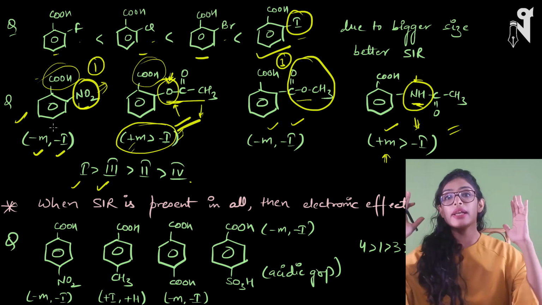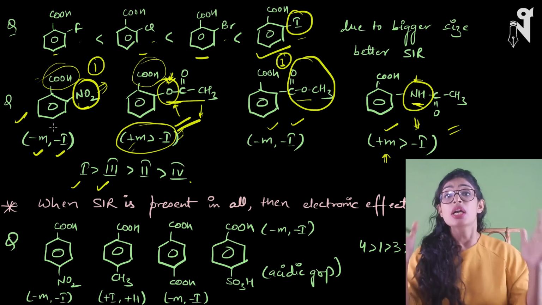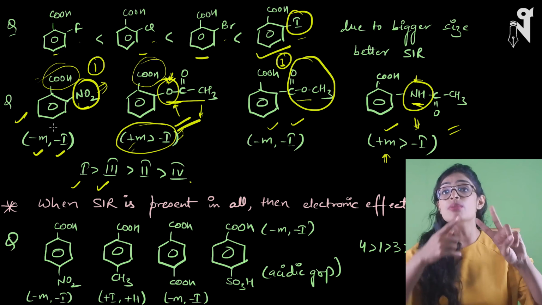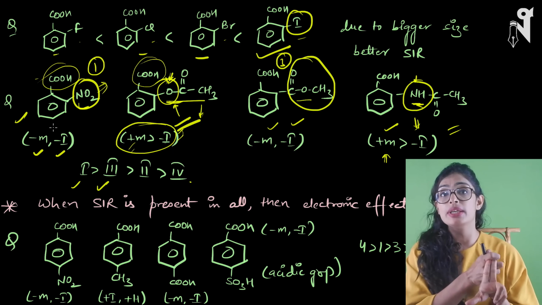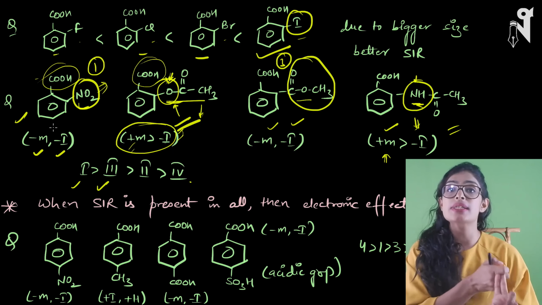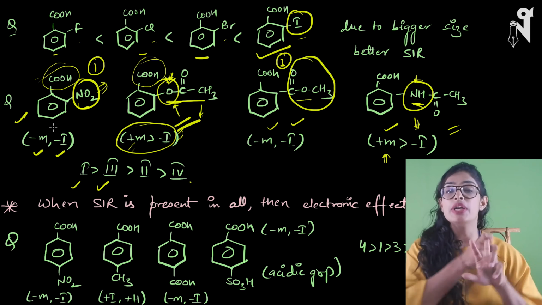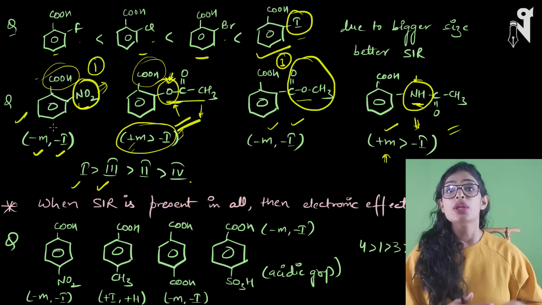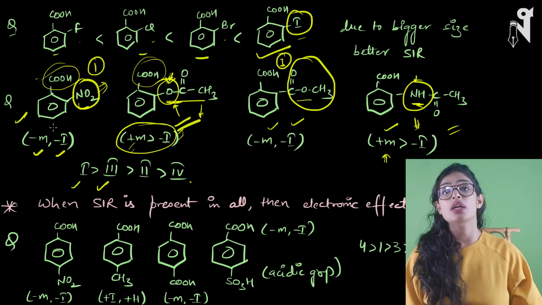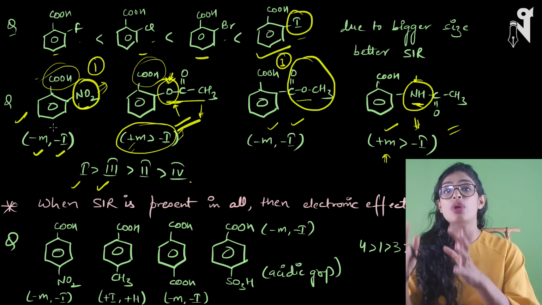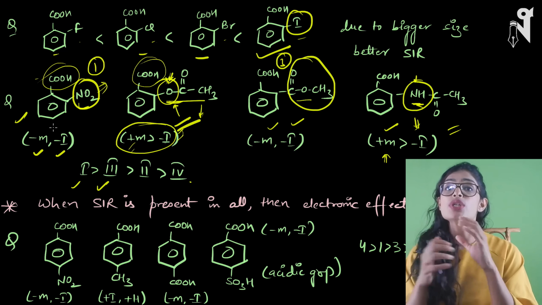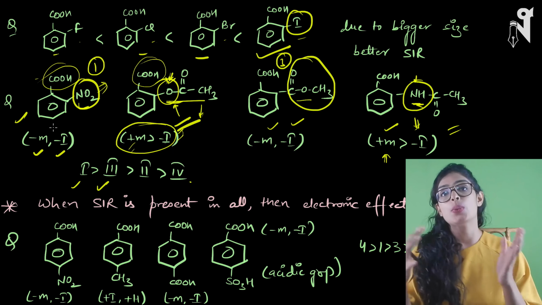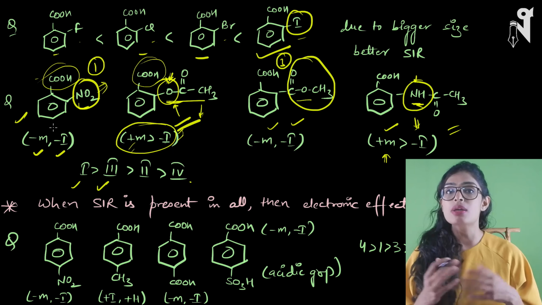When SIR is there everywhere, or when the ortho effect is there everywhere, then what do you do? Then you compare their mesomeric and inductive effect both. If mesomeric and inductive both are electron withdrawing, then they definitely increase the acidic strength drastically. If mesomeric effect and inductive effect are contradicting each other, then you give the inductive effect more priority, and then you check which one is showing the better electron withdrawing inductive effect, that will be better in the acidic strength. That's how you have to check.